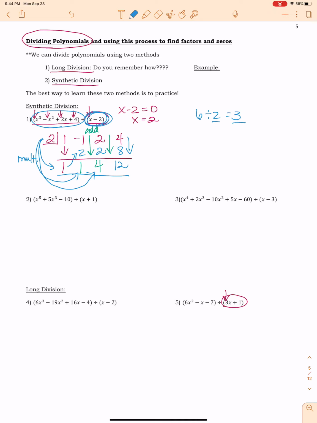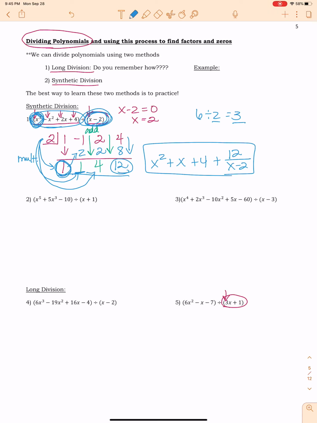So here's what I'm going to write. Since this first term was an x cubed, this first term is 1 less than that. So it's 1x squared plus 1x, because there's a 1 right here, and then plus 4. See this number right here? When you have a leftover at the end, that is your remainder. The way we write a remainder is over what we divided by. So that is our solution, just like that.